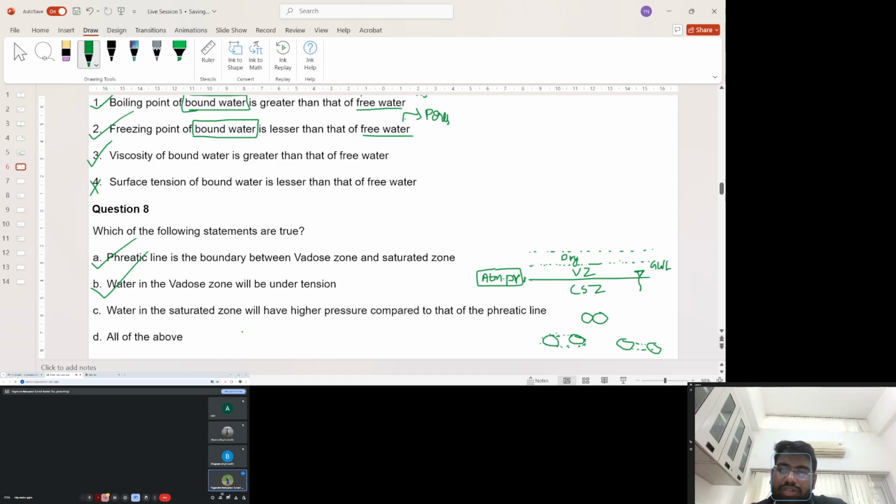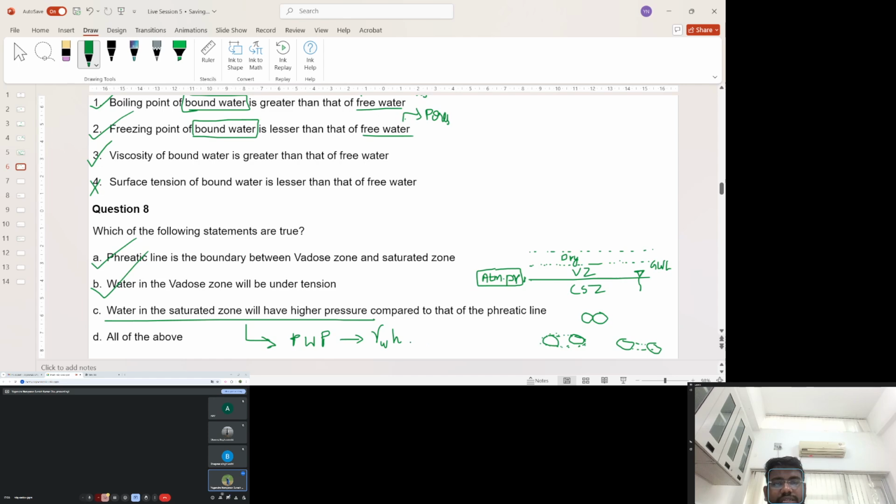Now water in the saturated zone will have higher pressure compared to that of the phreatic line. So water in the saturated zone will have higher pressure. That is, it denotes the pore water pressure, right? So this is pore water pressure. Now pore water pressure depends on the depth. So ideally gamma W into H or Z.